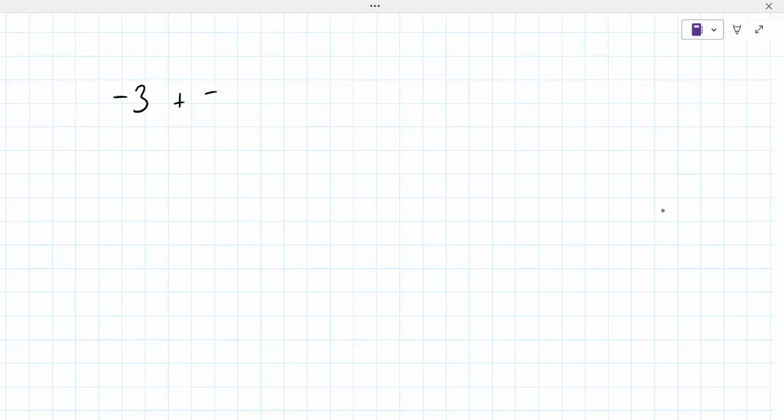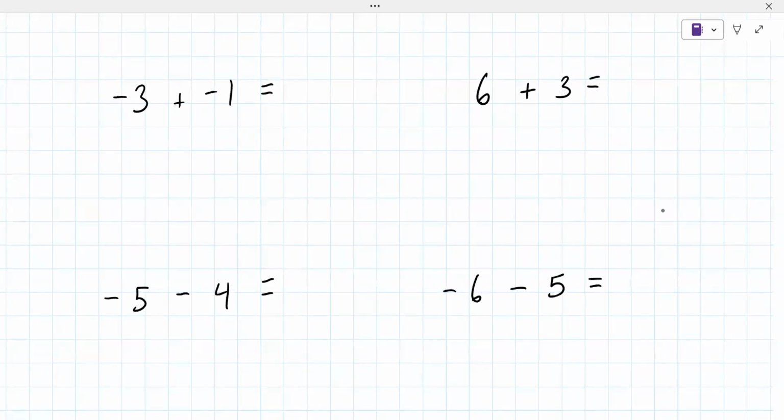So let's do this. -3 plus -1. -5 minus 4. 6 plus 3. -6 minus 5. Okay, so could you attempt to do each of these for me, please? Yes, I will attempt.